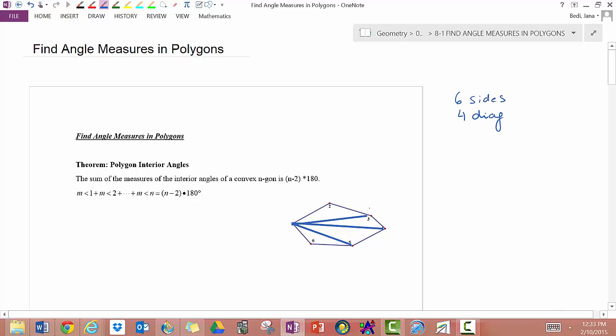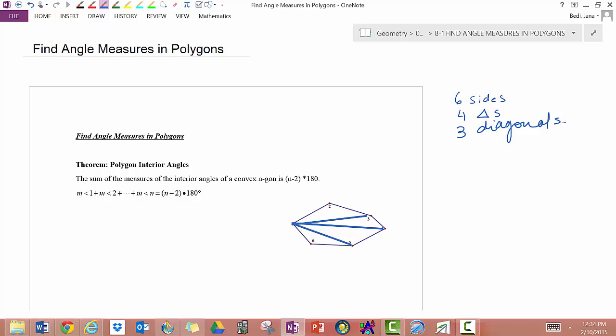What I mean is that we have 4 triangles, and we have 3 diagonals. Okay, so if there are 4 triangles, then you know that the sum will be 4 times 180.